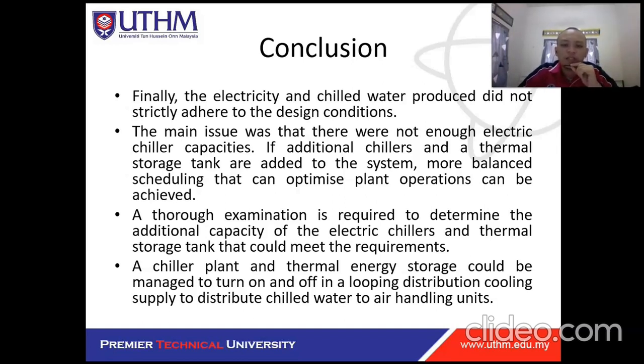If additional chillers and a thermal storage tank are added to the system, more balanced scheduling and an optimized plan of operation can be achieved. Through examination, it is required to determine the additional capacity of electric chillers and thermal storage tank that could meet the requirement. A chiller plant and thermal energy storage could be managed to turn on and off in a looping distribution cooling supply to distribute chilled water to air handling units.